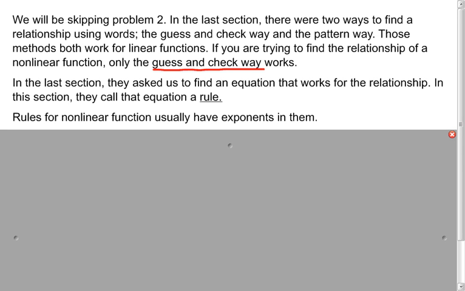Rules for nonlinear functions usually have exponents in them. Nonlinear means that there's going to be an exponent somewhere.